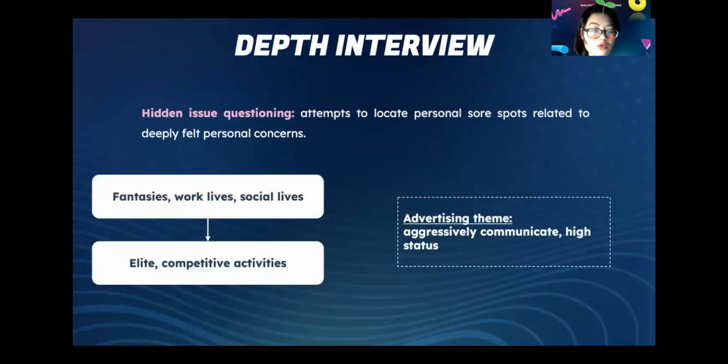So for example, if you are interested in fantasy things and social lives like that, you would tend to like the elite life or some competitive activities. So the advertising theme should focus on aggressive communications aimed at high status persons.